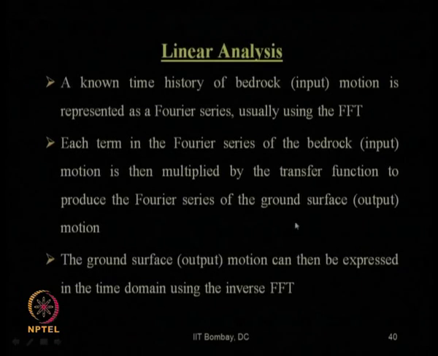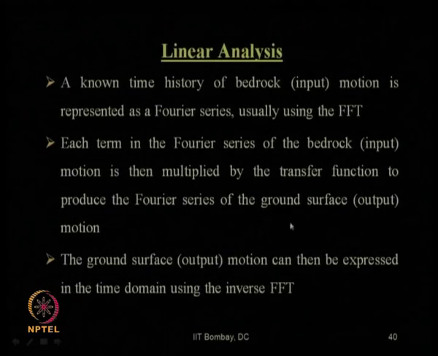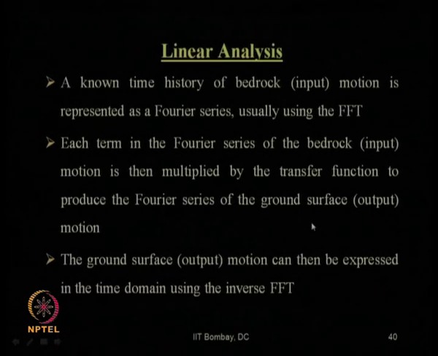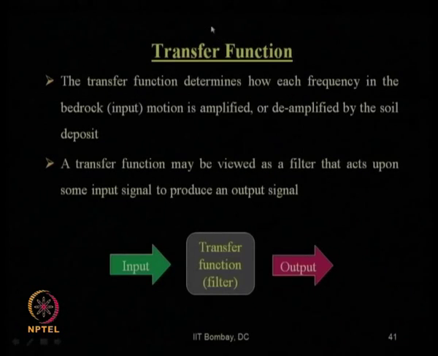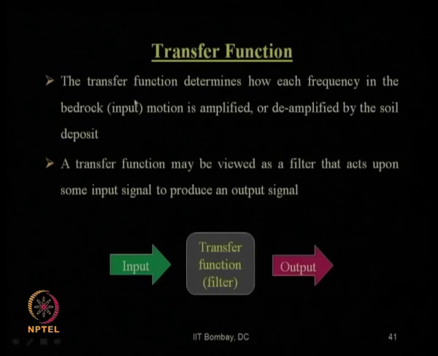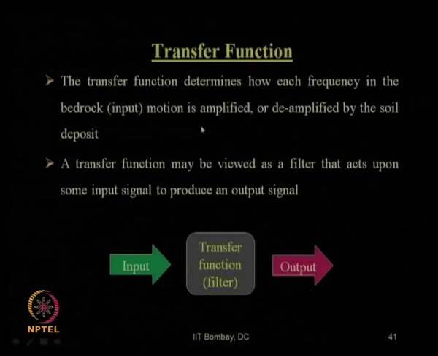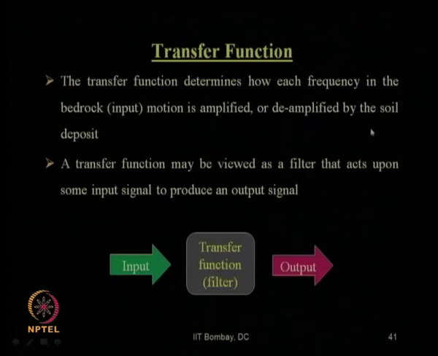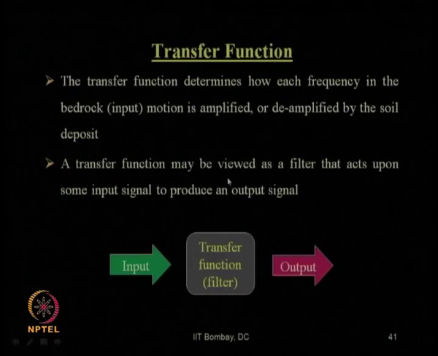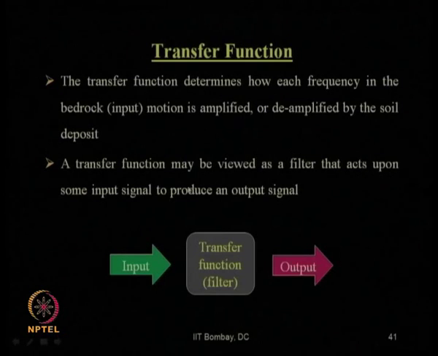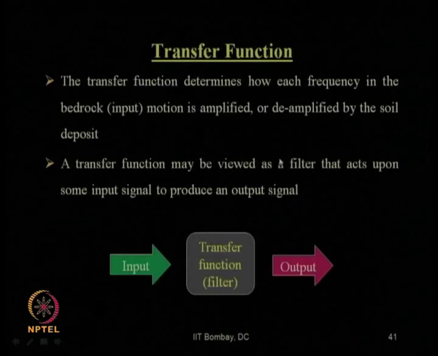That is, if we do not know the free motion or ground surface motion, then from bedrock motion we can get it like this. And once you get the ground surface output motion, it can also be expressed in the time domain using the inverse of that fast Fourier transform. Fine. So, what is the transfer function? As I said, it is a multiplier, it is nothing but a filter. It determines how each frequency in the bedrock input motion is getting amplified or de-amplified by the soil deposit. So, a transfer function can be viewed as a filter that acts on some input signal to produce an output signal.